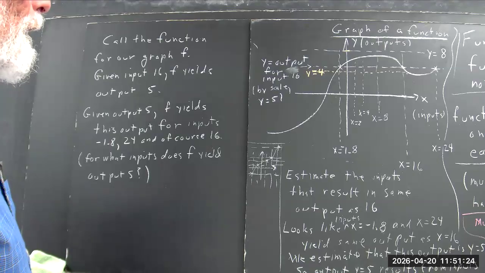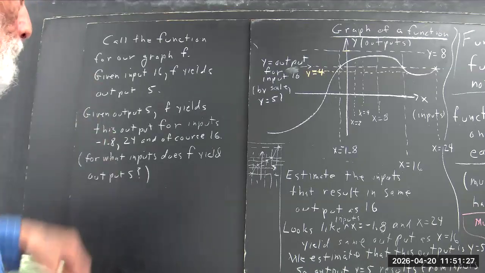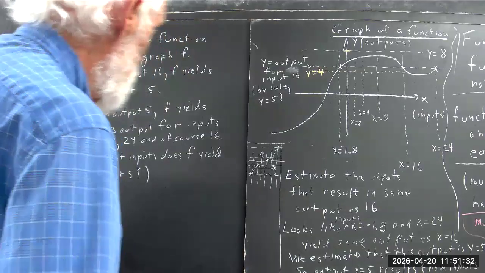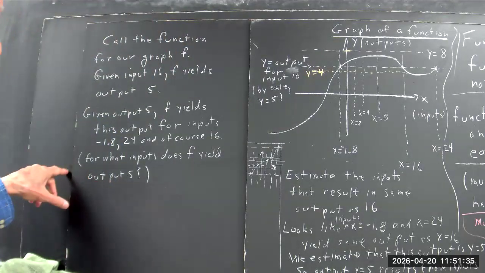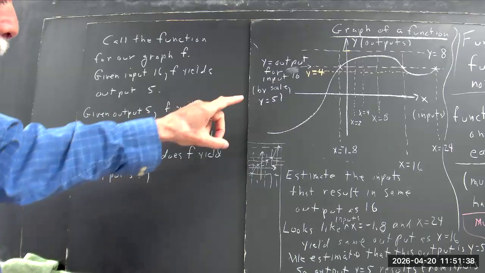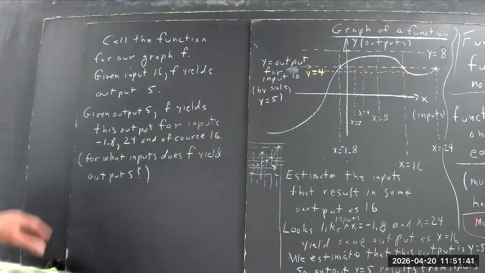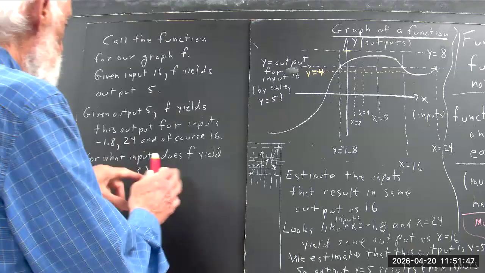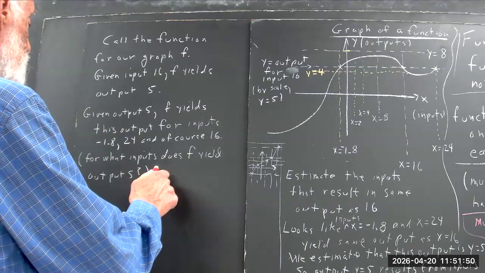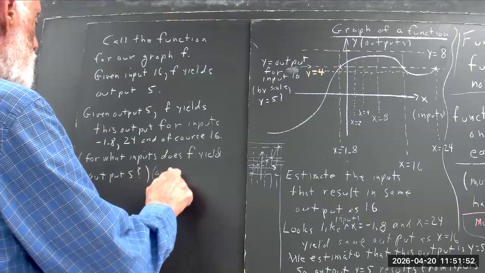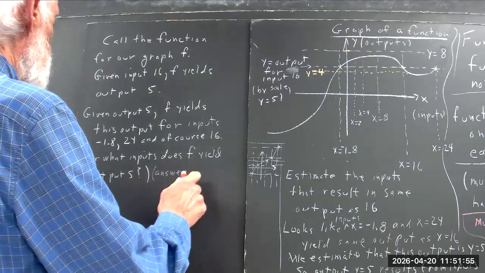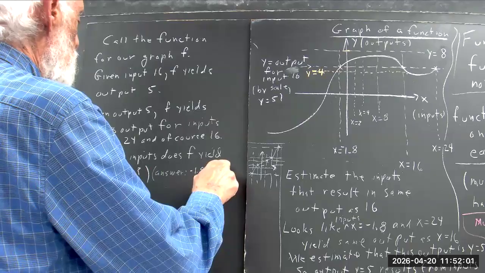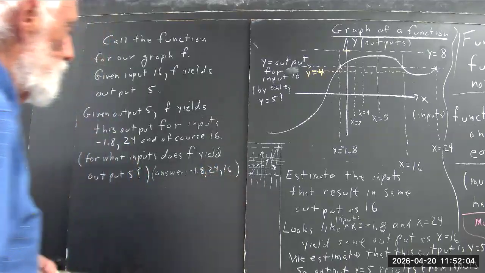Oh, it's output 4, not 5. No, it's 5. Okay, never mind. I saw that big 4 up there and all of a sudden confused myself. I do that a lot. Be careful, don't believe everything I say until we're sure that I've said it right. But yes, this is correct. For what inputs does F yield output 5? The answer is negative 1.8, 24, 16.